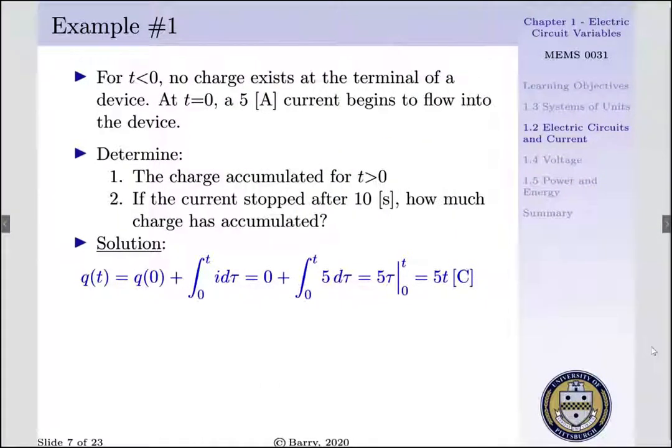To begin, we'll recall that our charge is equal to initial charge plus the integral from 0 to t of i(τ) dτ. If we have no initial charge within our system, Q(0) is equal to 0, and this would be the integral from 0 to t of 5 amps dτ. This would be equal to 5τ evaluated between the bounds of 0 and t. Thus our charge would be 5t coulombs. Now after 10 seconds, we've accumulated 50 coulombs of charge.